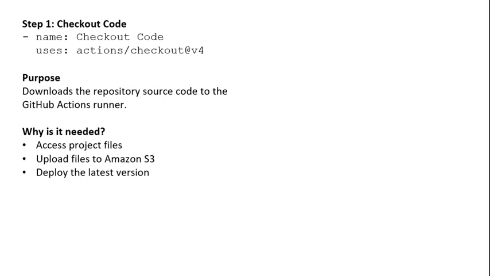The first step is to check out the code, the same as in the SonarQube example. - name: Check out the code, uses: actions/checkout@v4. The purpose is to download the repository's source code to the GitHub Actions runner. Why is it needed? To access the project files, upload the files to Amazon S3, and deploy the latest version.